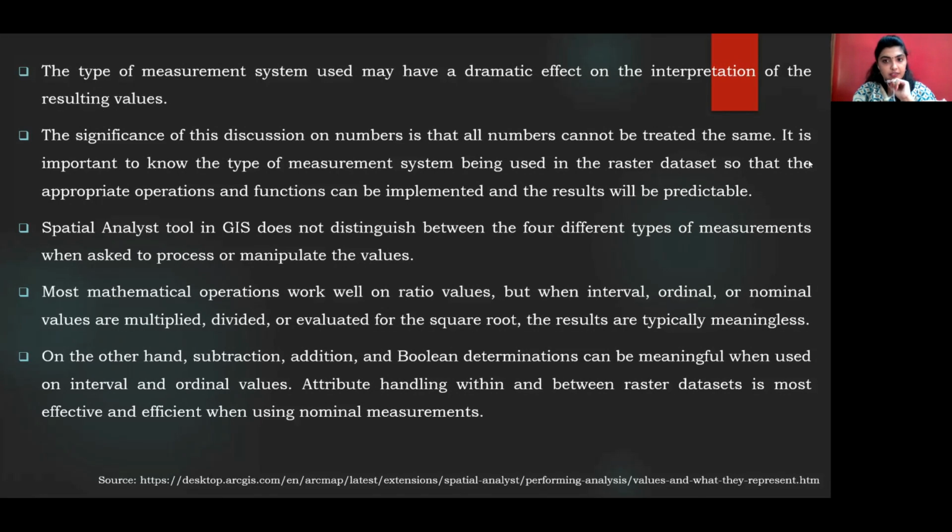Because the zero, as we were saying, does not have a meaning for these scales, definitely the results will not be as meaningful as when mathematical operations are done with ratio values. On the other hand, subtraction and addition and Boolean determinations can be meaningful when used on interval and ordinal values. Attribute handling within and between the raster data sets is most important, effective, and efficient when using nominal measurements.